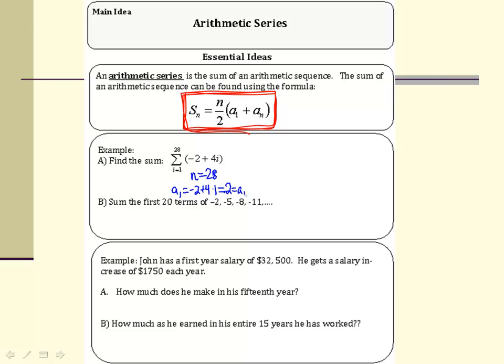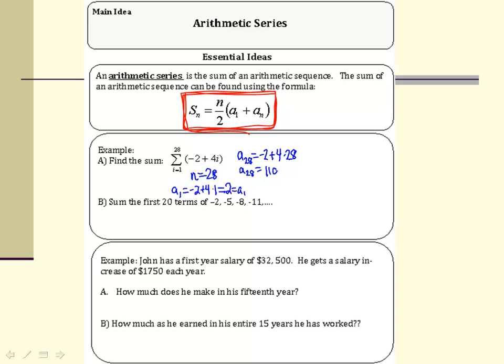A sub n, so that's a sub 28. We don't know that as well. So a sub 28 equals negative 2 plus 4 times 28. So a sub 28 equals, if you simplify that, you get 110.